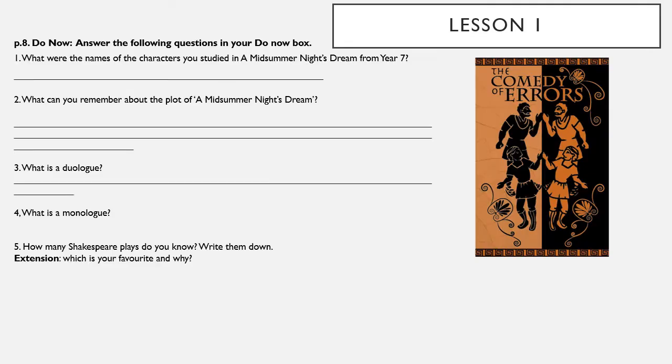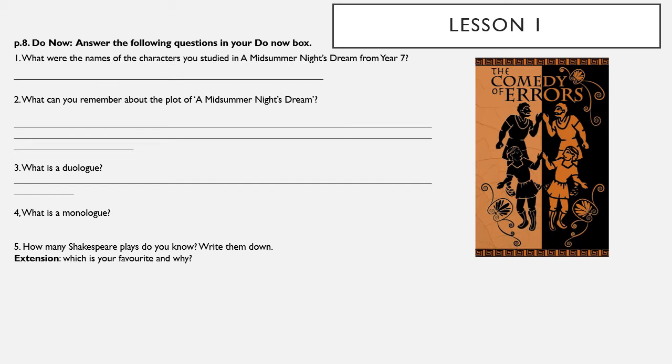Then what I'd like you to do now is this. Because you've been given your new workbook, the one that we are working from here on out for this half term, I would like you to turn to page 8, where you will see a blank box for the do now. What you're going to do is answer the following questions in that box. If you haven't got your workbook yet, don't worry, it's on its way. You will just need to do it on a piece of paper for today.